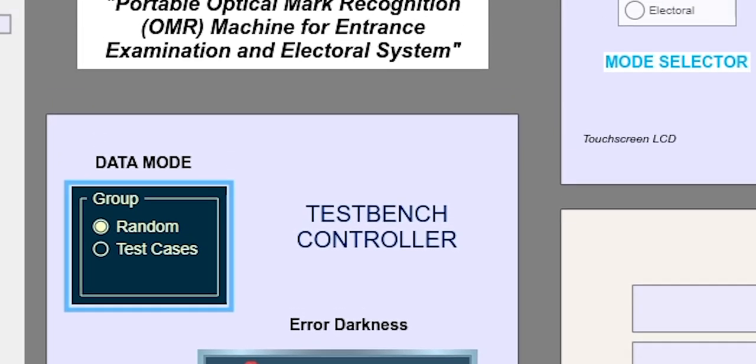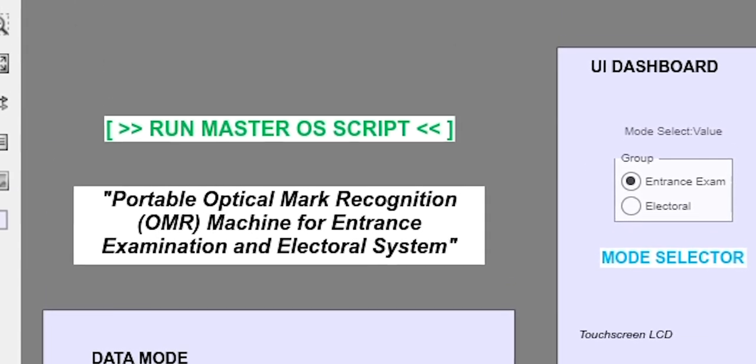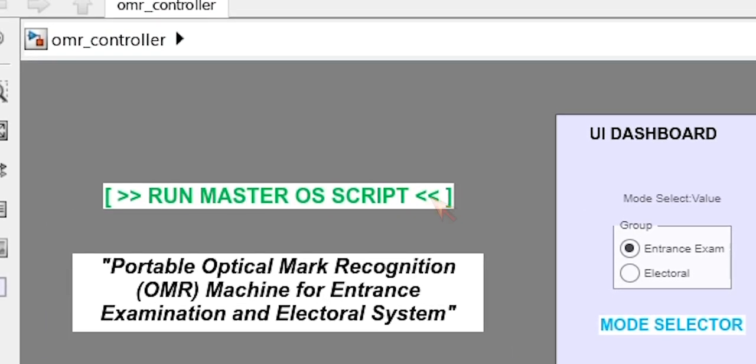So let's talk about the buttons. The first button would be the execution button or the run master OS script in our dashboard. So this is the primary trigger. Clicking this compiles the MATLAB workspace. It also initializes the plant or the mathematical model of the camera. It also builds the 3D Sugeno Fuzzy Logic brain and launches the Simulink hardware in the loop or HIL simulation.